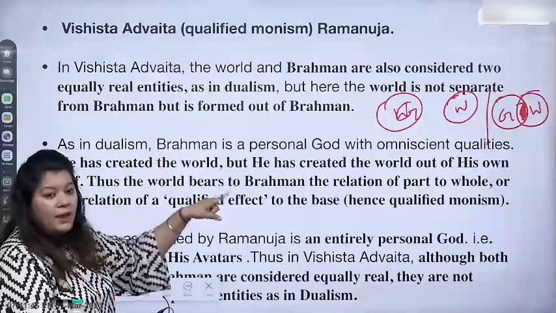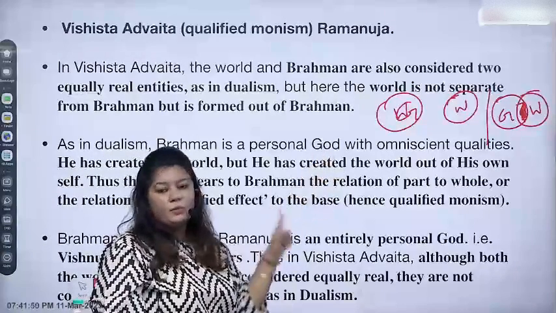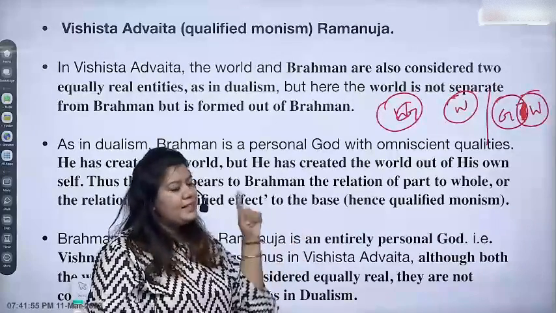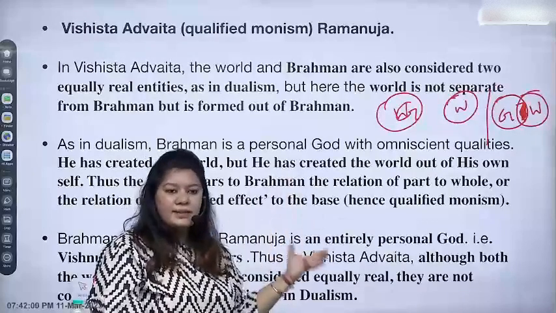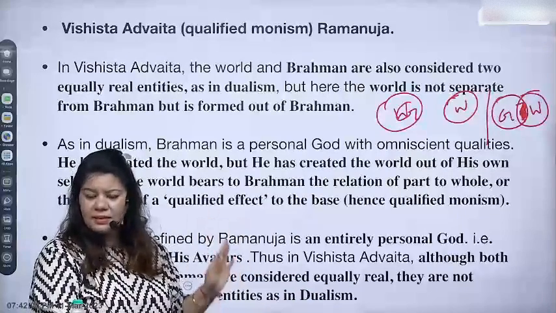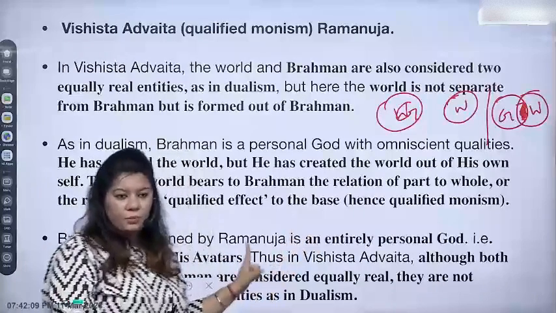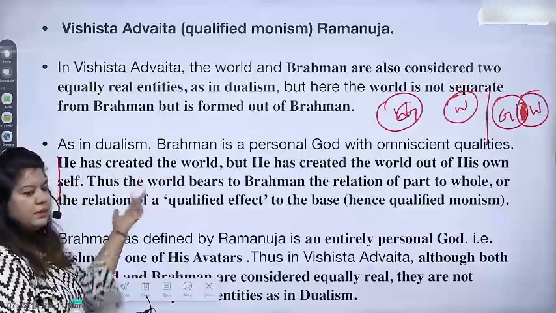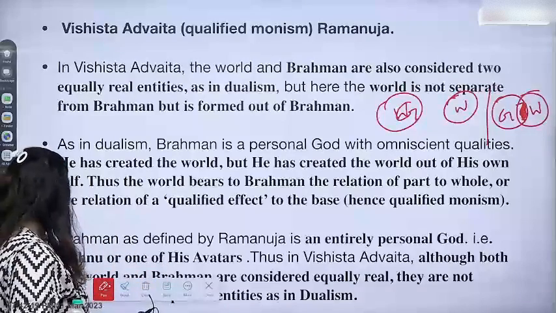And the part to which he bears relation is known as qualified monism. The Supreme is God. God has created the world, and the part of him out of which he has created the world is what you simply understand as the qualified effect, right? That is why it is known as qualified monism. Okay? So like the Madhvacharya school, here also God is Vishnu. Are you understanding now?